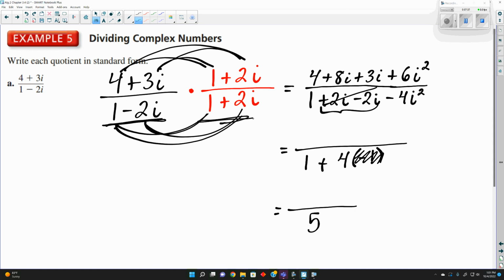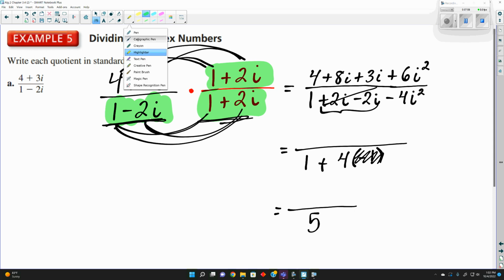So we look at the denominator of the first one here, let me write in a highlighter, the 1 minus 2i, and we take its conjugate, which would be 1 plus 2i. And we multiply top and bottom by that, because 1 plus 2i over 1 plus 2i is just 1, so we're just multiplying by 1. So it's not changing the value, but it is changing how it looks.